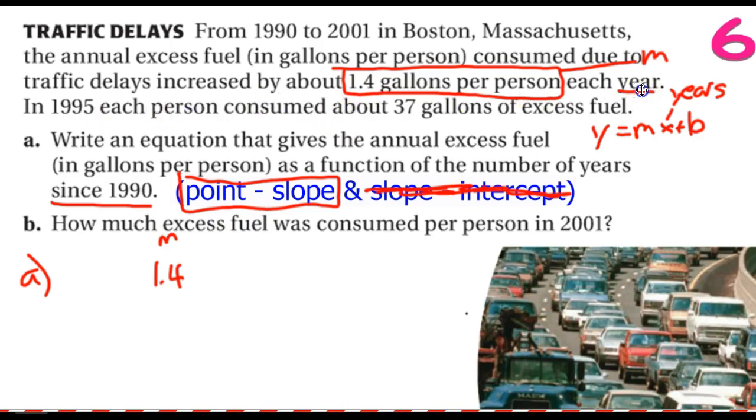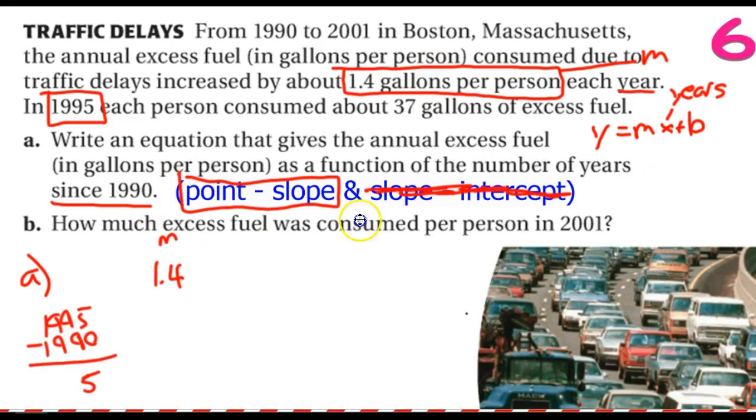So what we said was that our x is our years. So it says in 1995 each person consumed about 37 gallons of excess fuel. Well, our question is asking how many years since 1990? Well, if we look to see about our years, we can do 1995 minus 1990. That's going to give us 5 years.